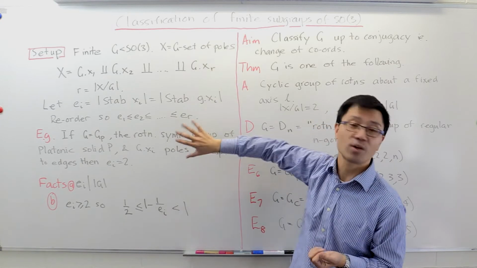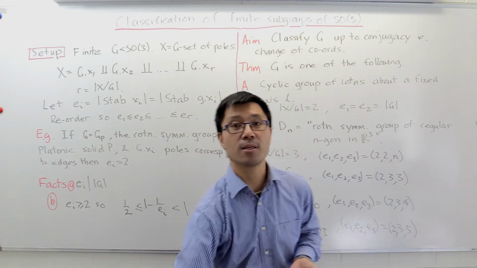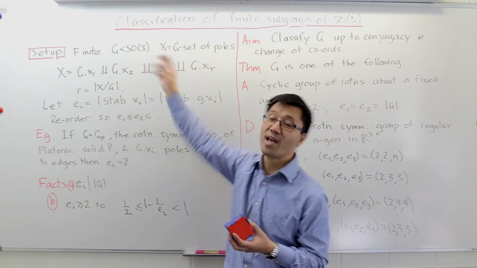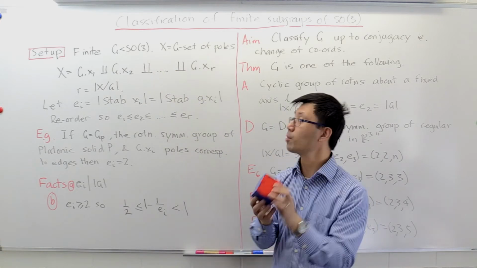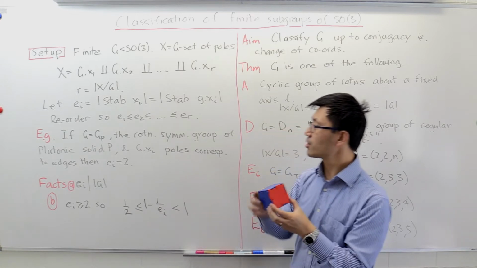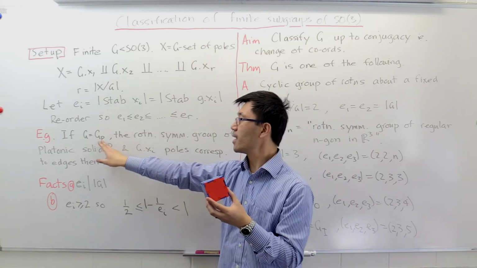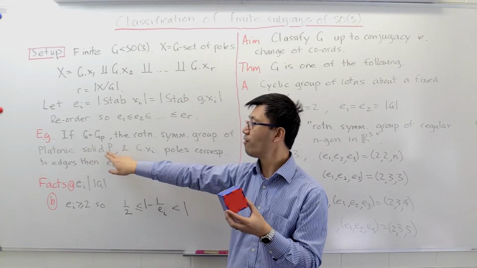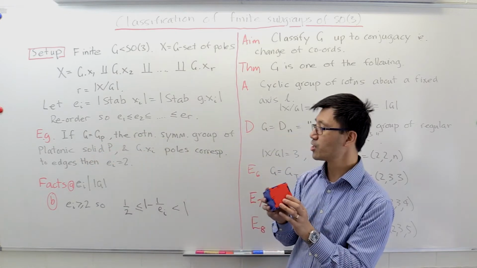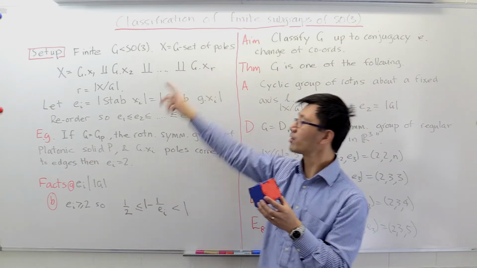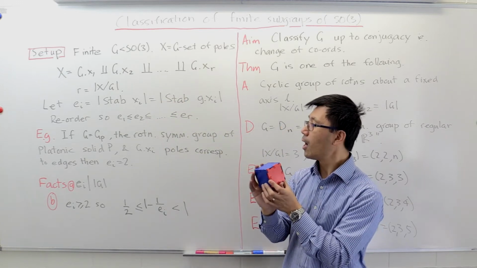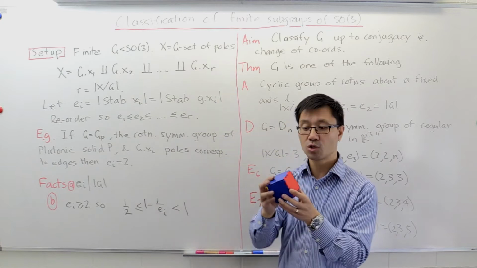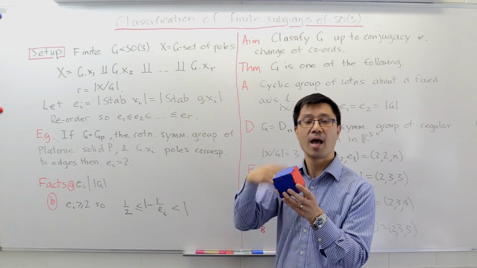Let's give a little example so that you remember what happens. A typical finite subgroup of SO3 is the rotational symmetry group of some Platonic solid, like this cube here. Suppose G_P is the rotational symmetry group of the Platonic solid P. That's the notation that we'll use. And let's have a look at one of these orbits. Remember, the orbits of X correspond to the faces, the edges, and the vertices.